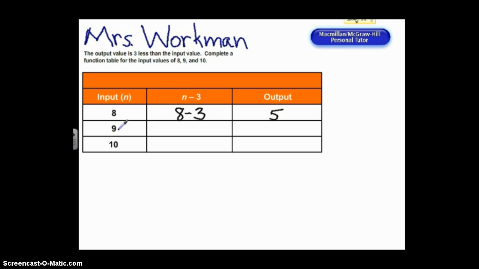In the next case, the input value is 9. So we're going to go back over here to the expression and replace n with 9. 9 minus 3 is 6. So when the input is 9, the output is 6. Finally, the input value is 10. 10 is n. So we're going to replace n with 10. 10 minus 3 is 7. We know that when the input is 10, the output is 7.